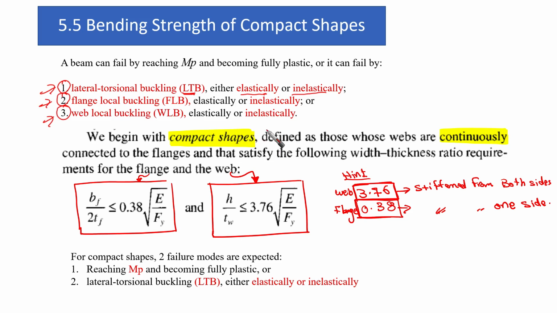So we are talking about the compact shapes. Now we are talking about the beam in general. The beam in general can fall into this category. This is the general failure mode, all failure modes. If we are going to talk about a compact section, then we are expecting to reach MP or lateral torsional buckling, either elastically or inelastically. I'm going to talk about these two later.